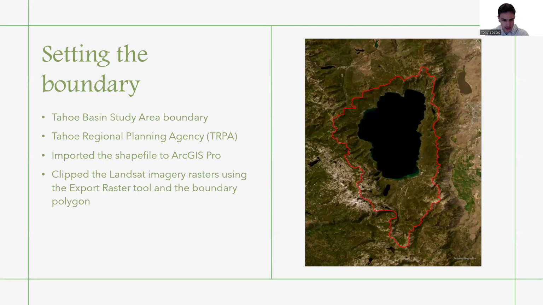So first, where exactly is the Tahoe Basin? Well, the Tahoe Basin Study Area boundary is outlined by the Tahoe Regional Planning Agency, or TRPA, and you can see it here on the right in this map I provided. Basically, I downloaded the shape file from the TRPA and used it to clip my Landsat imagery.